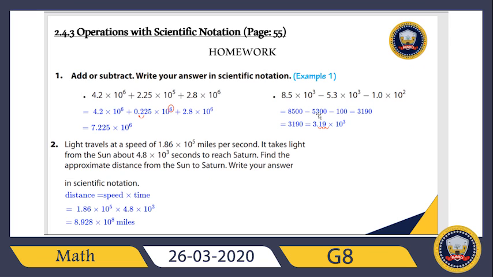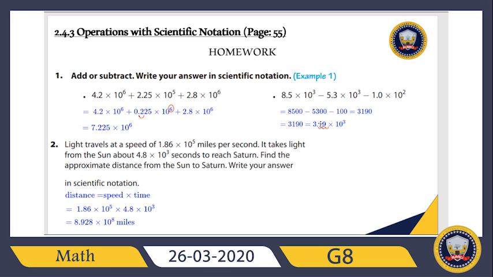8,500 minus 5,300 minus 100, which is 3,100. Now, this is written in standard notation. Remember, the question asks you to write it in scientific notation, so you should convert it back. So 3,100 is equal to what? I need to write it as a multiple of a number that is between 1 and 10. So I should move my decimal point to the left now. How many places? 1, 2, 3.